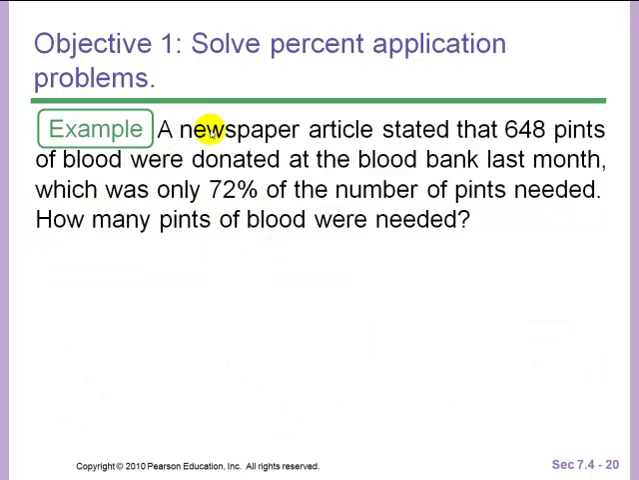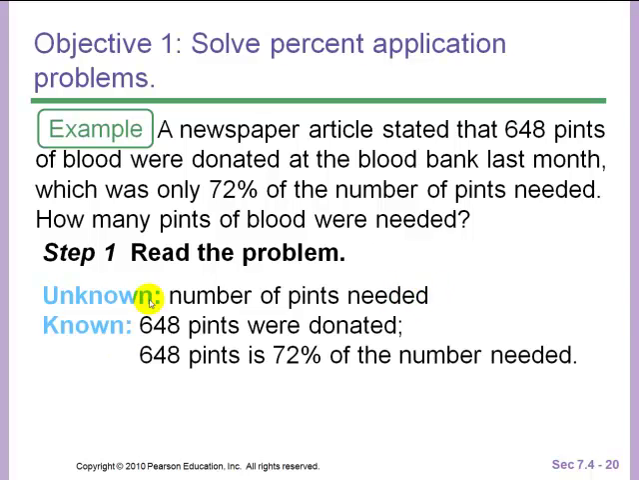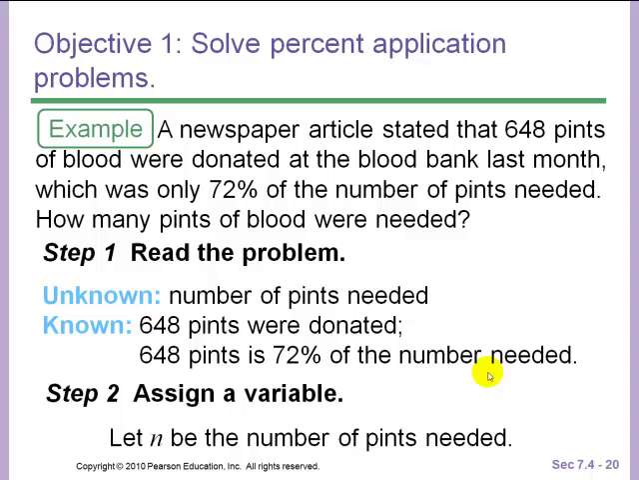Another example. A newspaper article stated that 648 pints of blood were donated at the blood bank last month, which was only 72% of the number of pints needed. How many pints of blood were needed? So our unknown is the number of pints that were actually needed. What we know is that 648 pints were donated, and that this 648 is 72% of whatever was needed.